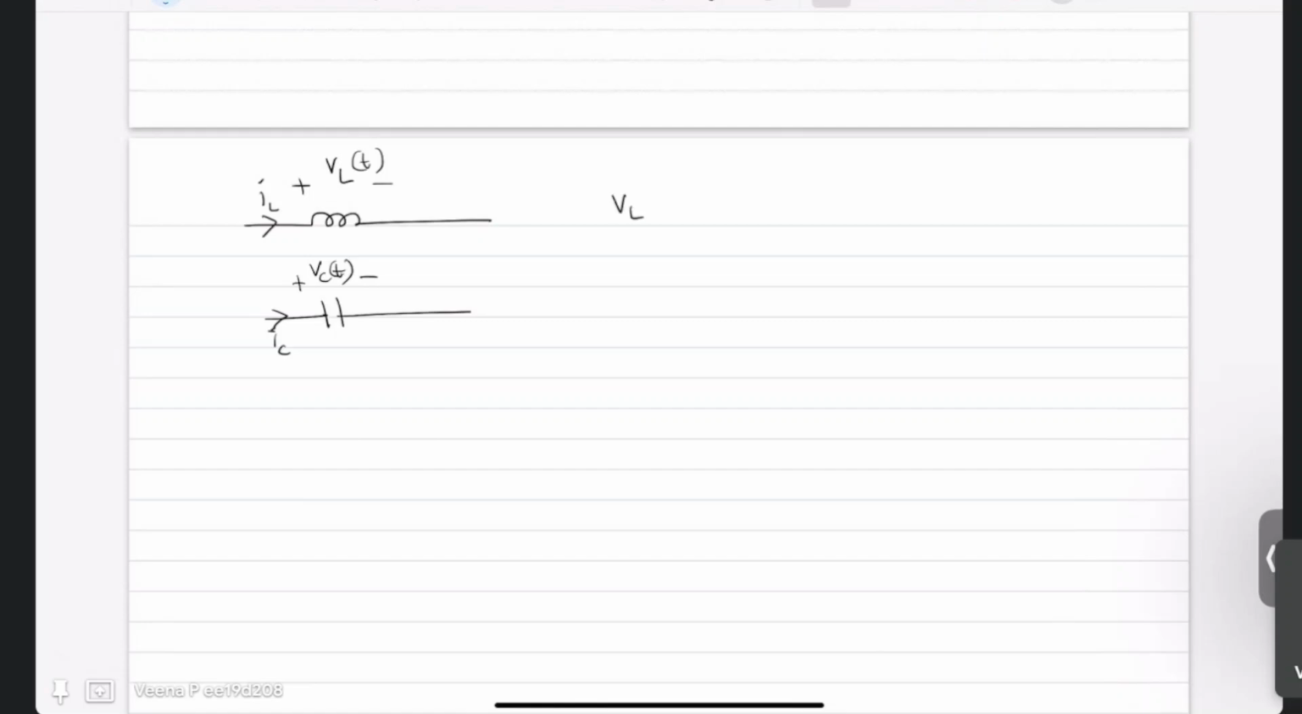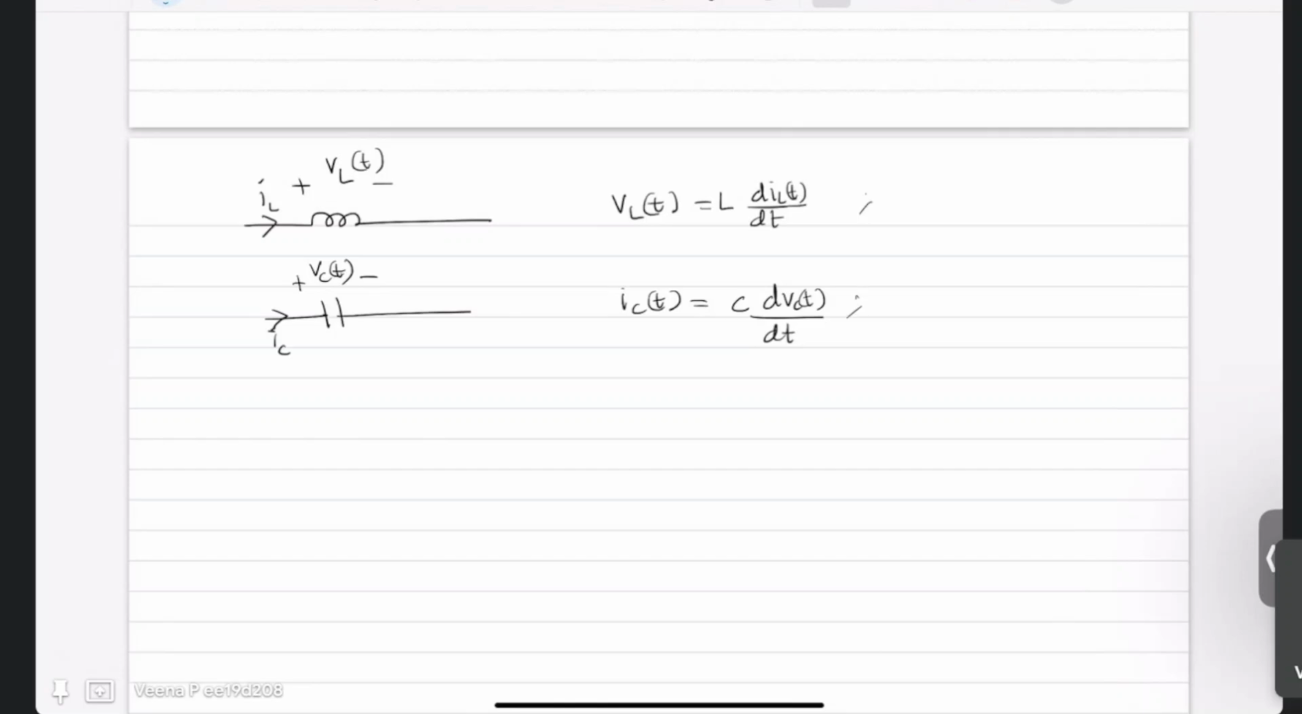If this is the case, then the voltage across the inductor is given by L di by dt. In the case of the capacitor, the same relation holds true for the capacitor current. It is given by C dVc of t by dt.